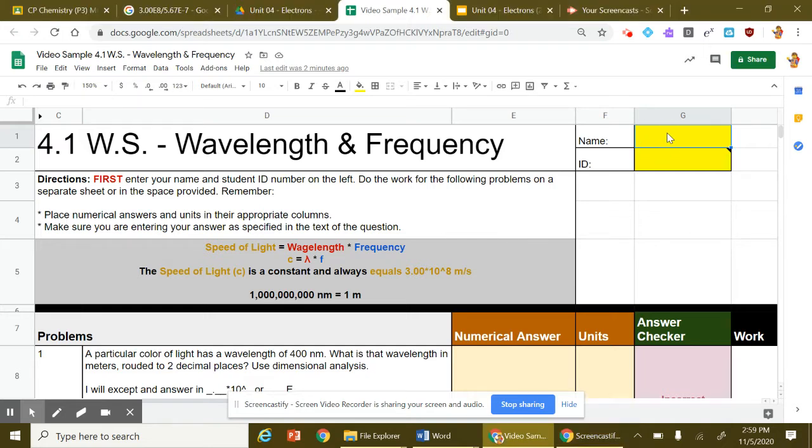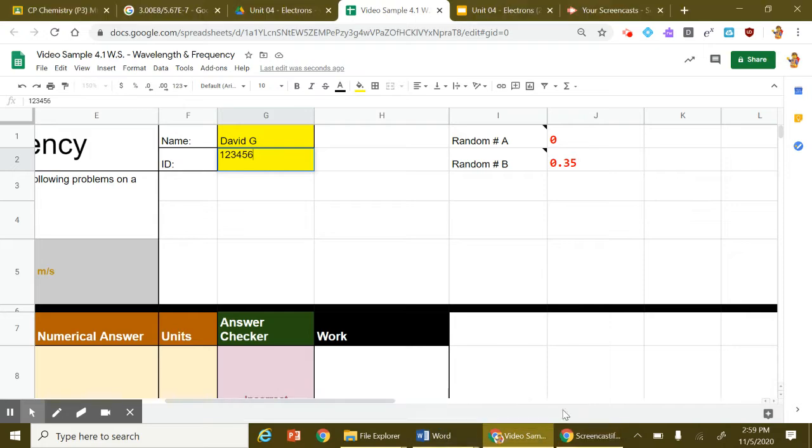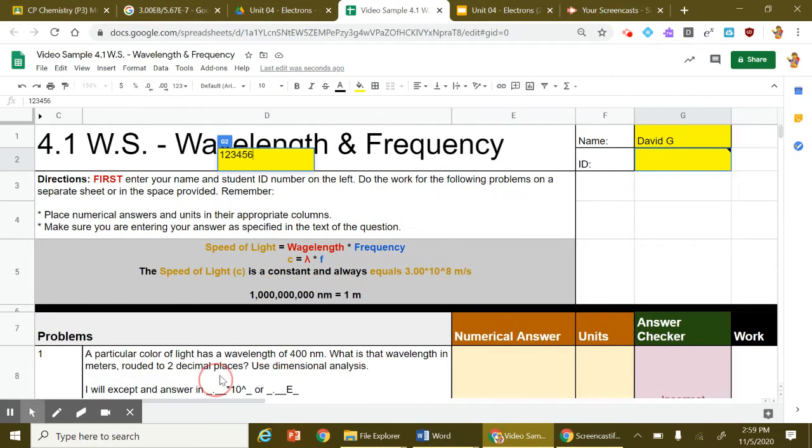As always, the first step is to enter your name and then your student ID. I will use my classic 1, 2, 3, 4, 5, 6. All right, let's get started. Remember, when you enter your student ID, it creates a whole set of random problems for you.